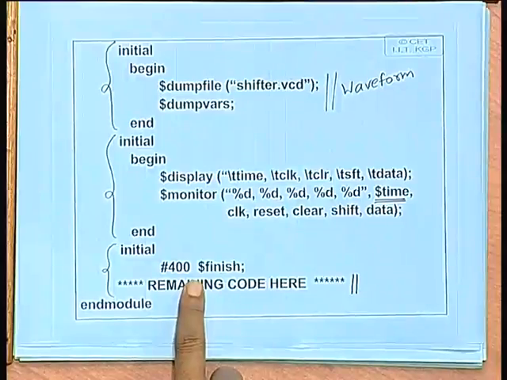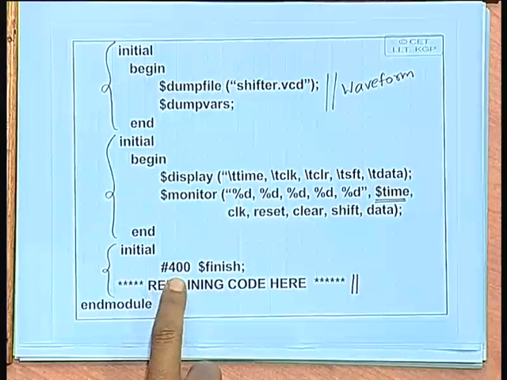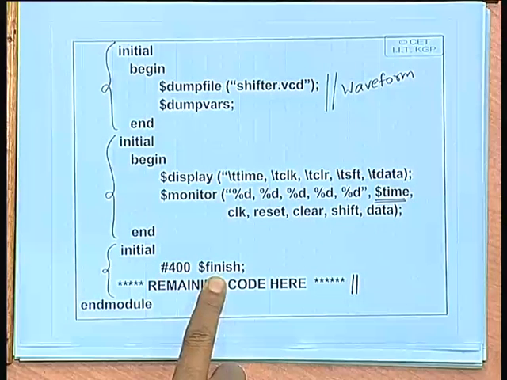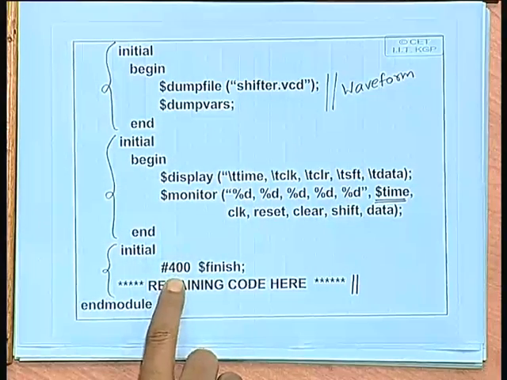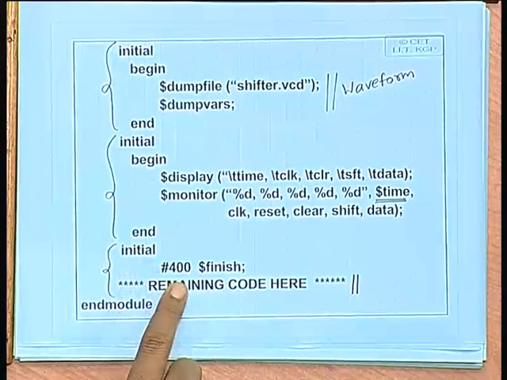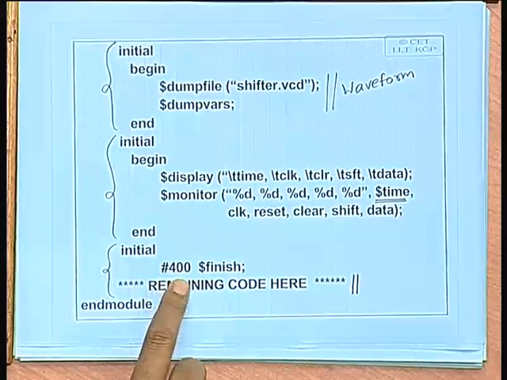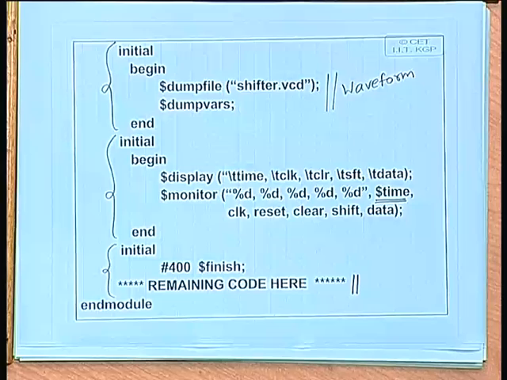Okay, in this example, this #400 $finish means at time 400 the simulation should stop. So whatever I have mentioned, clock, everything will stop as soon as time reaches 400. But the initial blocks will be executed only once. This is also executed only once. This is a delay. Whenever all this is executed the first time, all these blocks are also executed.